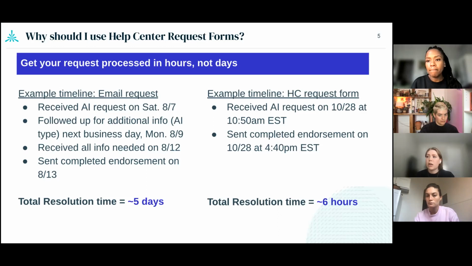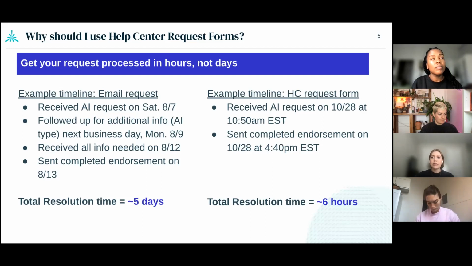In this specific scenario, we didn't have the type of additional insured that needed to be added. We then received all the information we needed to process on August 12th, and then we were able to send the completed endorsement on August 13th. So in total, just because of that back and forth and not getting all of the information up front, this request to add an additional insured took about 5 days to resolve.